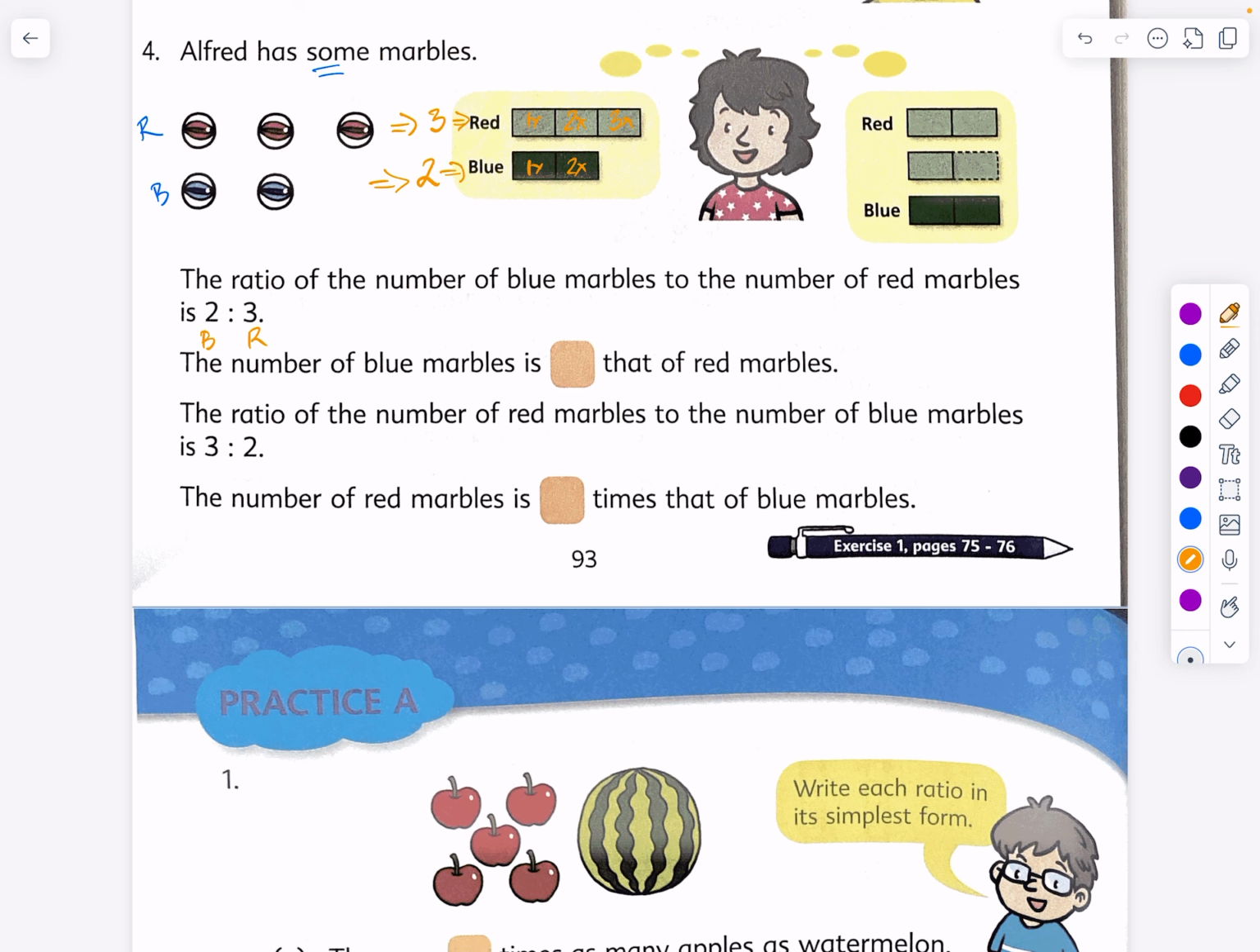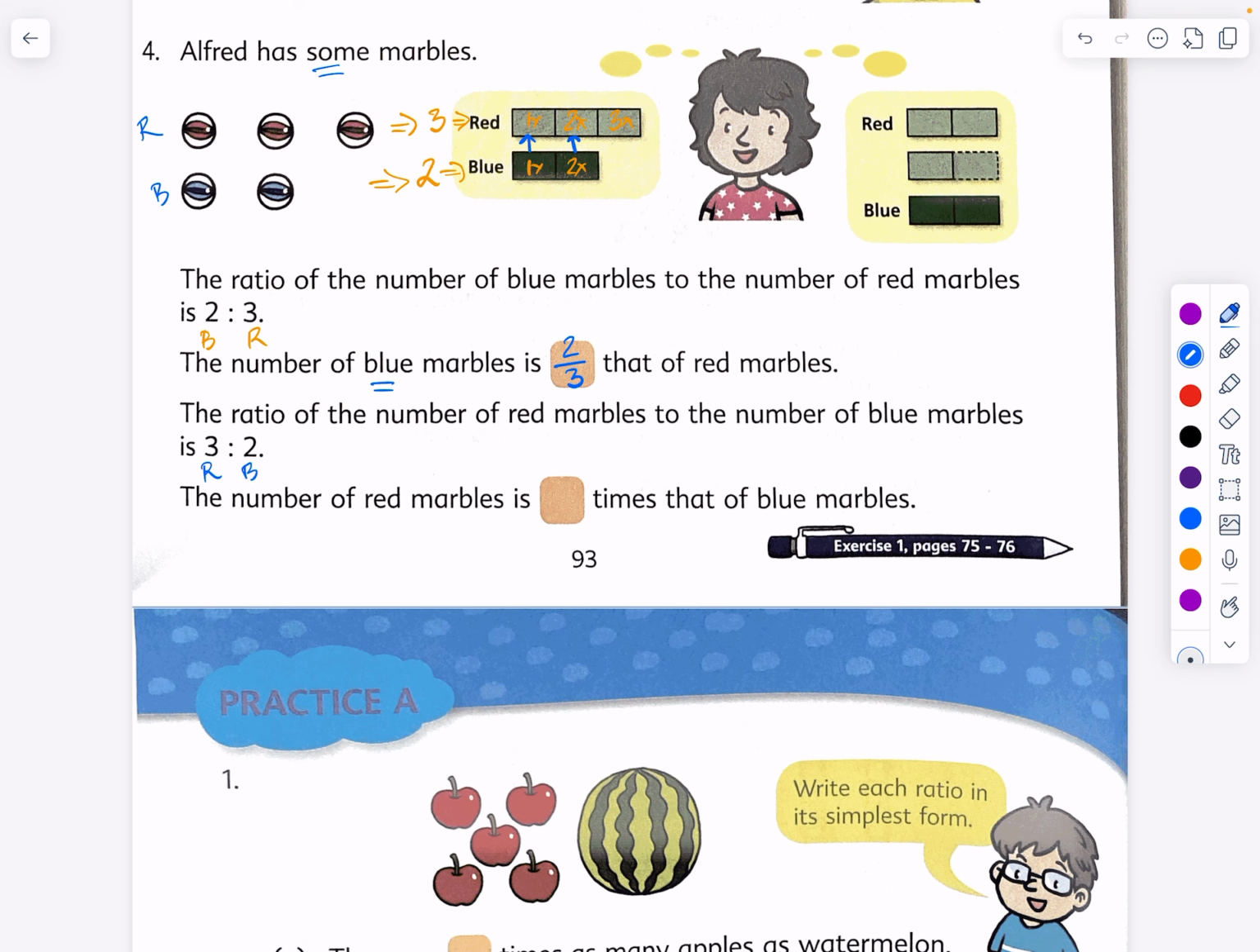The number of blue marbles is 2/3. 2 out of 3 equal parts. See, 1 out of 3, 2 out of 3. The number of blue marbles is 2/3 that of red marbles. We have fewer blue and more red. The ratio of the number of red to blue is 3 to 2. That is clear from the picture.